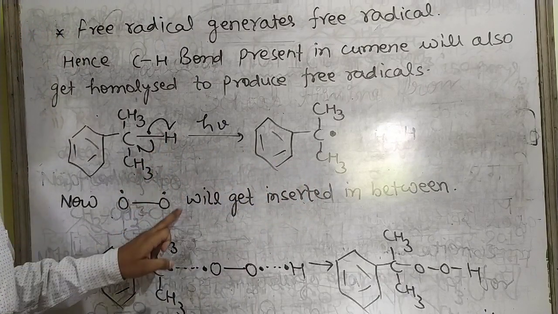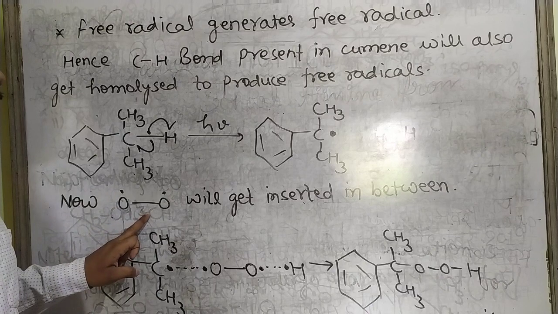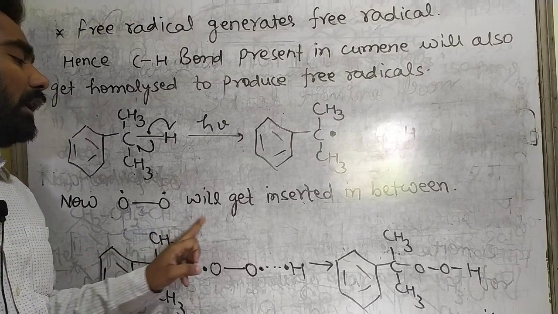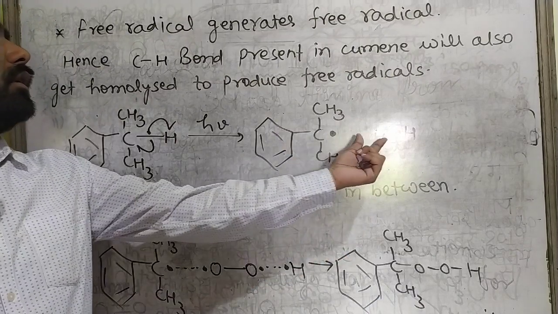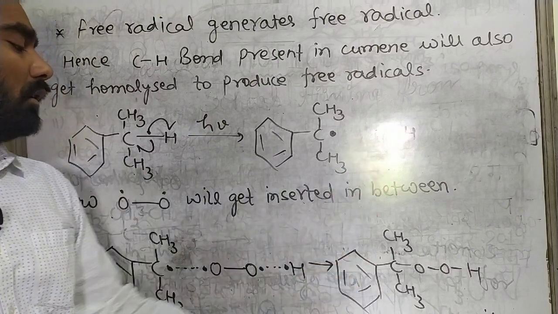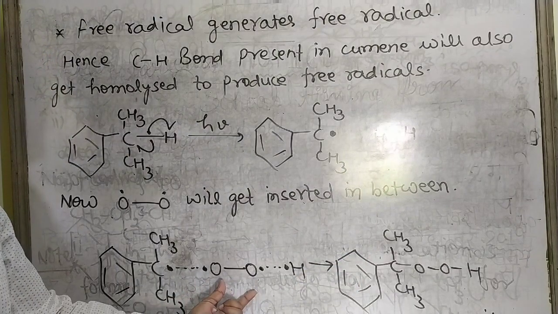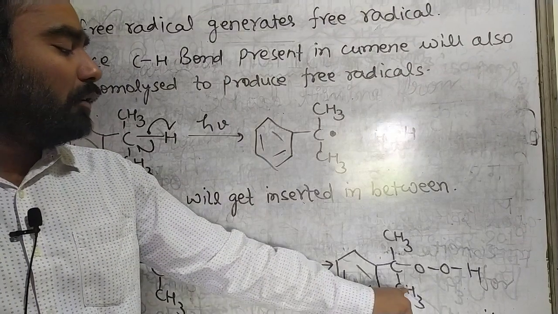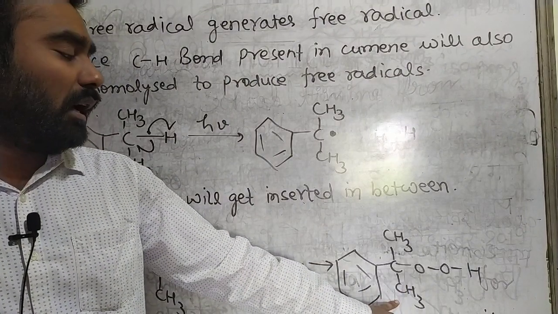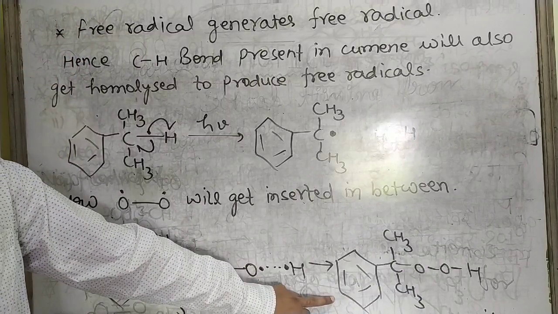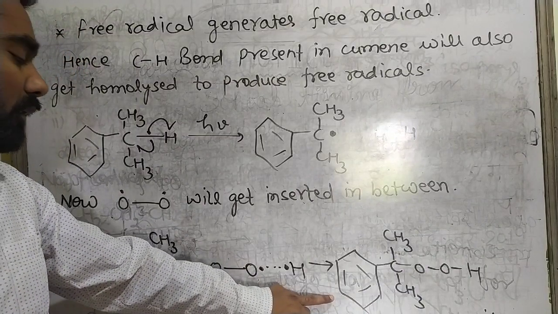Now this free radical which was earlier formed will get inserted in between these two newly formed free radicals. By the insertion of oxygen free radical, this cumene hydroperoxide is formed as an intermediate in this reaction. This is the intermediary product which is formed during this reaction.